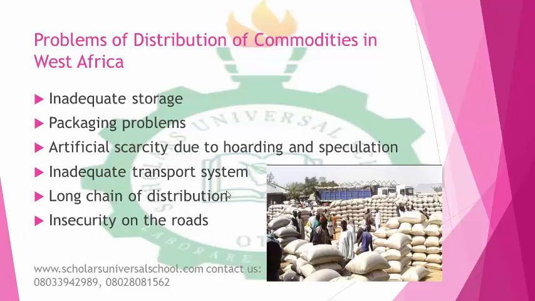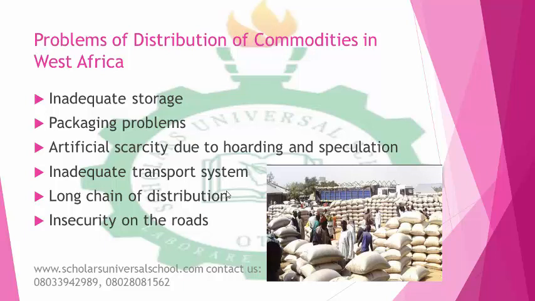Also, the long chain of distribution. We discussed this when we were discussing the channel of distribution, where we have so many people involved in the channel of distribution, goods moving from the manufacturer down to the wholesaler, the retailer, and the final consumer. So we have a longer chain of distribution of goods before such commodities end up getting to the final consumer. There are so many middlemen in place, and they are looking for a way to manipulate things and increase the price of such commodities. It becomes a problem in distribution of such commodities.